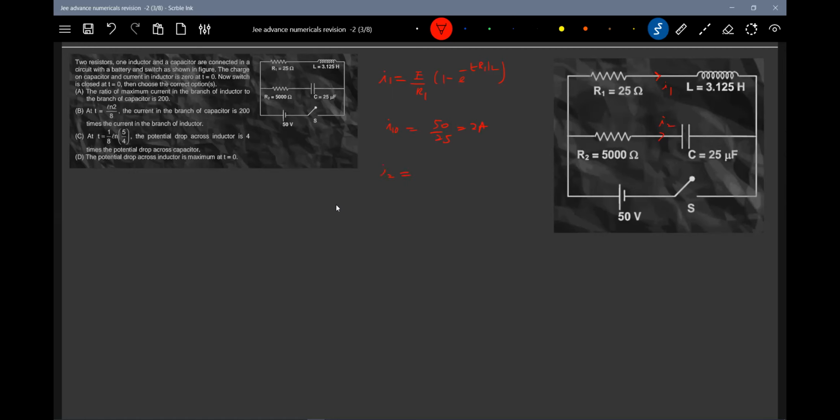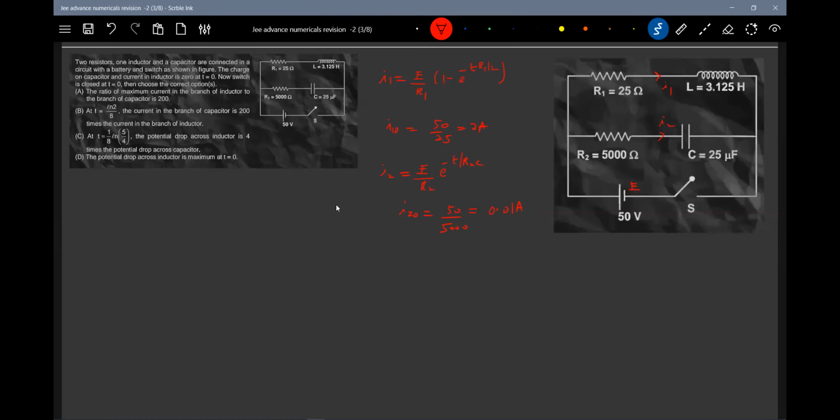What about, similarly, the current through the capacitor? It should be decreasing exponentially. So this will be E by R2, e to the power of minus t by lambda, where lambda is R2C here. So what is the maximum current? I2 naught should be equal to 50 by 5000, 0.01 ampere.